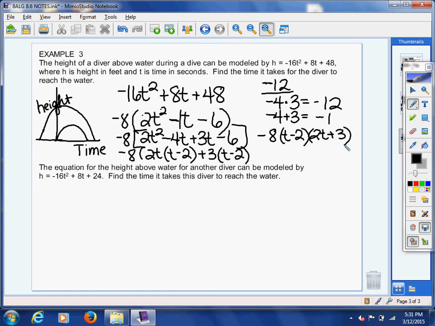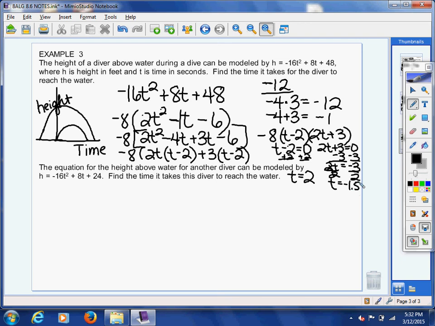Okay, so we want to find out what our zeros are. So we're going to take each one and set it equal to 0. So if I add 2 to each side, I know that one of my answers is 2. And then if I subtract 3 and divide by 2, I'm going to end up with negative 1.5, okay?